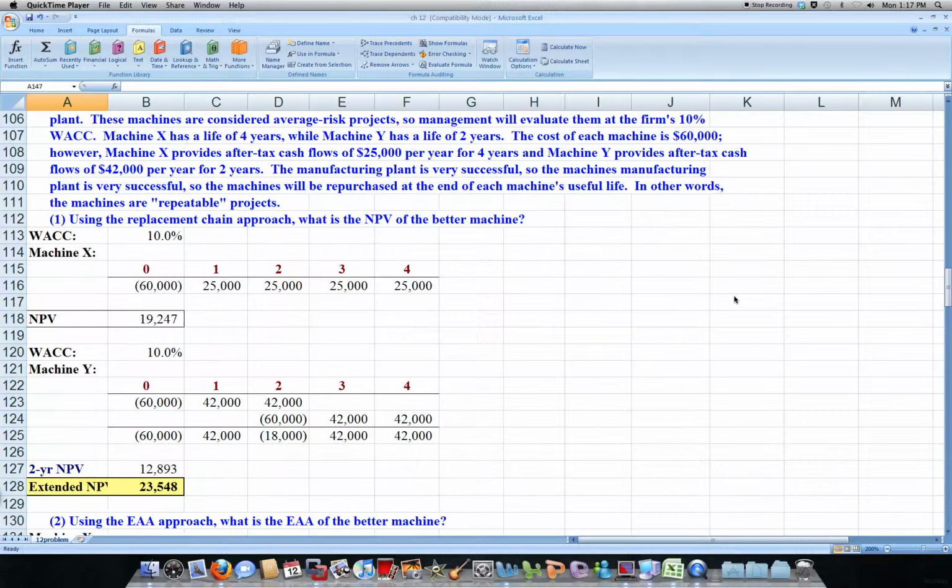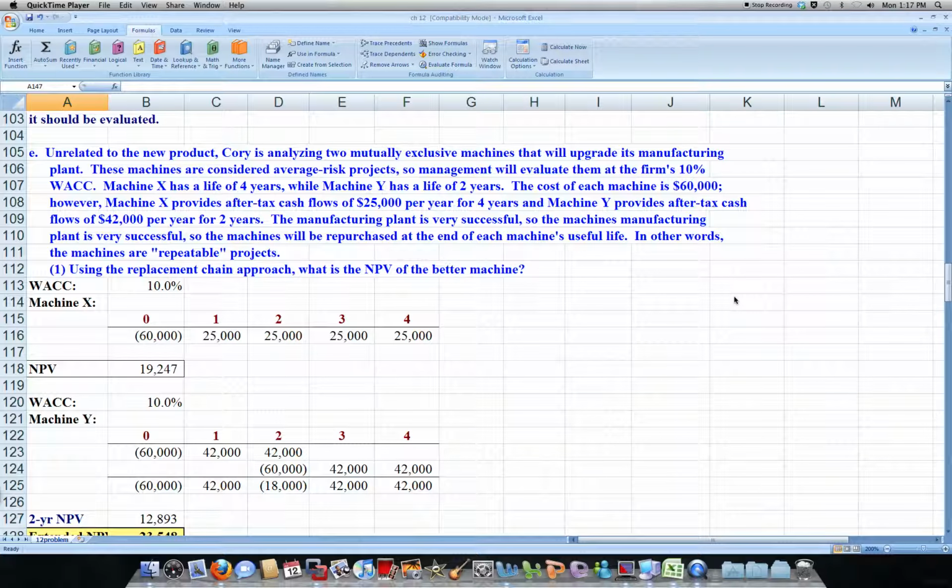Okay, part E here. We've got two products, two machines that are mutually exclusive, and we have machine X and machine Y.